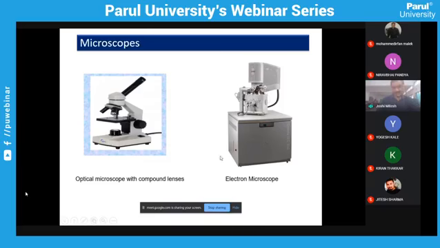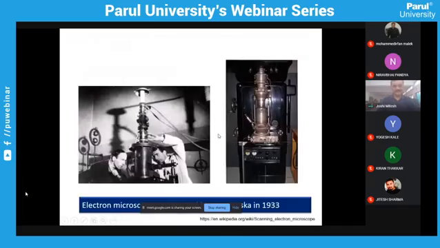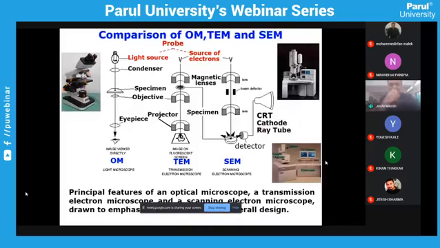This is the electron microscope. So let's concentrate on the electron microscope. Now, the electron microscope also has a history. In 1933, the first electron microscope was produced by Ruska. I have taken the picture from Wikipedia. So this is a basic comparison of the optical microscope, transmission electron microscope, and scanning electron microscope.